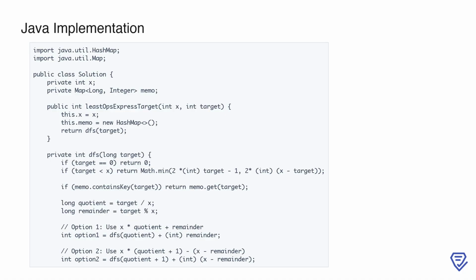recursively. The DFS method is where the core logic resides. First, it handles the base cases. If the target is 0, no operations are needed, so it returns 0.